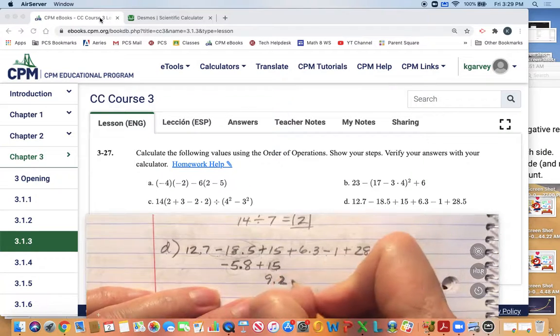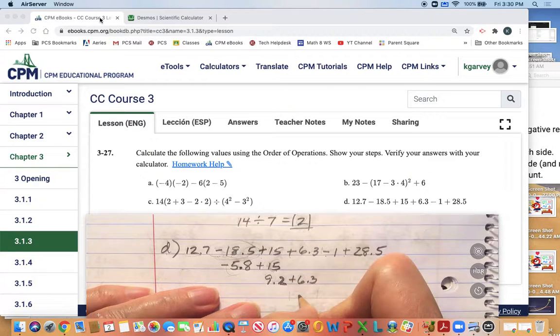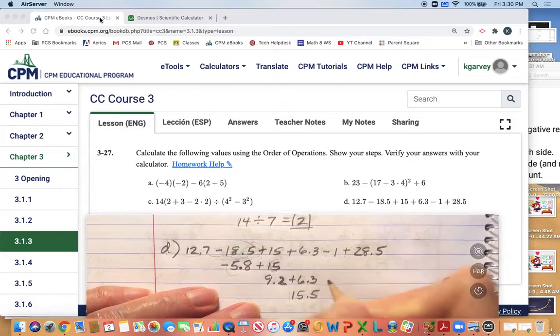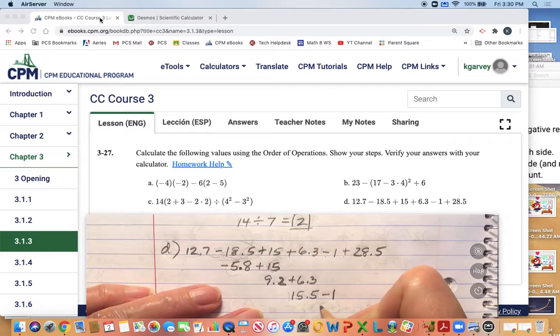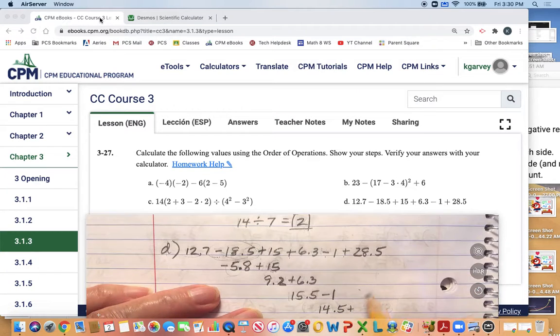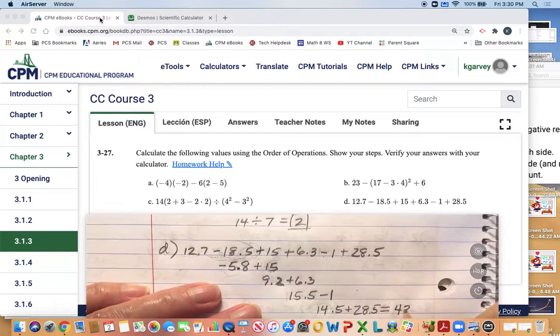And then the next thing that comes along is a positive 6.3. So that adds up to 15.5. And then we have to subtract a 1 from it. And so that is 14.5. And then we'll add that together with the last item, which is 28.5. So the 1 and the 2, that's a 3. But then we've got 4 and 8, which is a 12. So that's 42. And then 5.5 and 0.5 is another 1. So that would be 43.